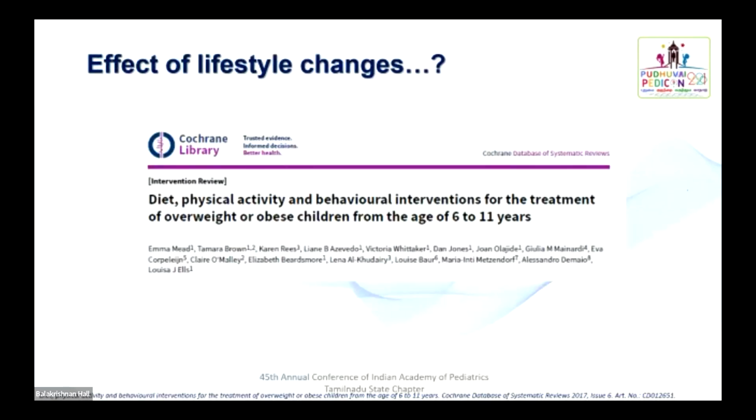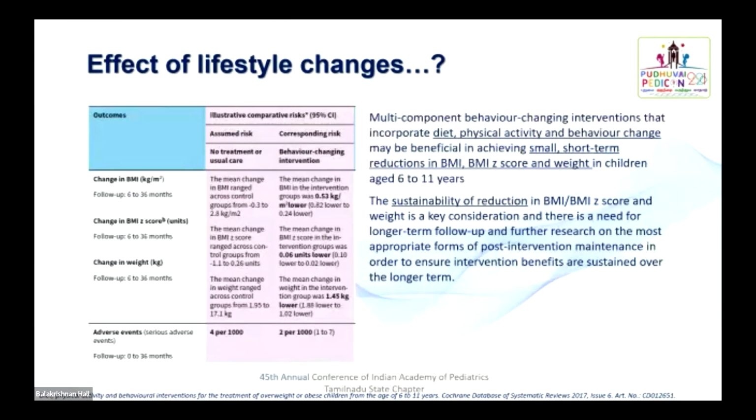So does it work? We have studies. This is the Endocrine Society Task Force study, which commissioned a systematic review to find out the effect of lifestyle changes in children between 6 to 11 years of age. What they found is that diet, physical activity, and behavior change bring about a small, short-term reduction in BMI, BMI score, and weight. Though it is small, it is significant because these children are growing. So the linear growth is going to take place. If you're able to control and sustain this weight for a year or so, the child's BMI automatically drops.